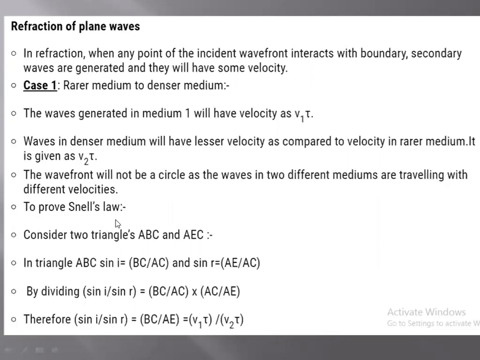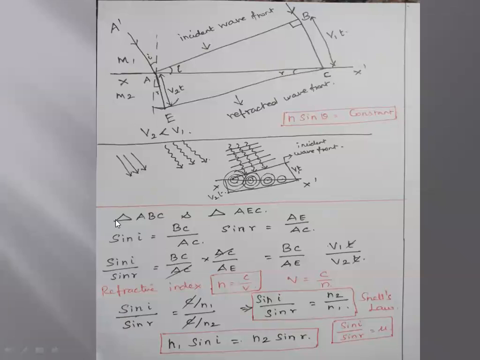How we are going to prove Snell's law is what we will see here. If you consider this diagram, the incident ray comes and hits here. This is medium 1 and this is medium 2. After refraction, while penetrating, it moves towards the normal, and goes over here. This is the refracted ray.